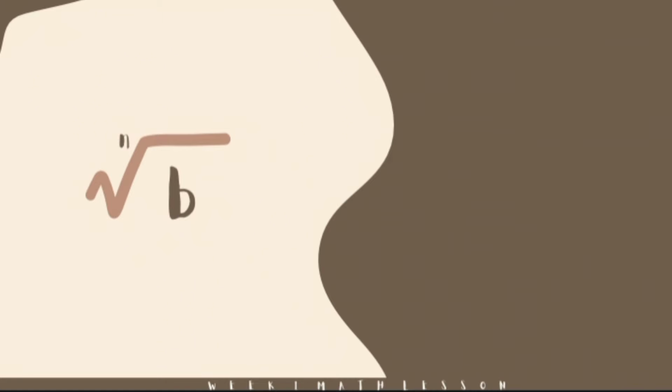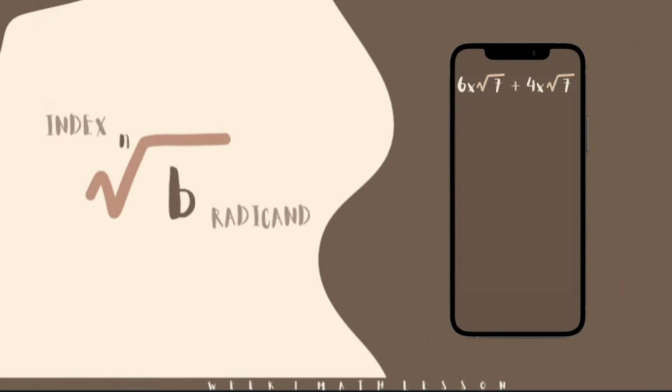Good day to all. You can call me Sir Palacio. Here on our screen is an illustration of a radical. The N represents the index and the B represents the radicand. For example, if we have the same index and radicand like on the screen, we would just add the coefficients together, and in this case, we have the same index and radicand, so just simply copy the given radicand and index. And this kind of example is called like radicals.